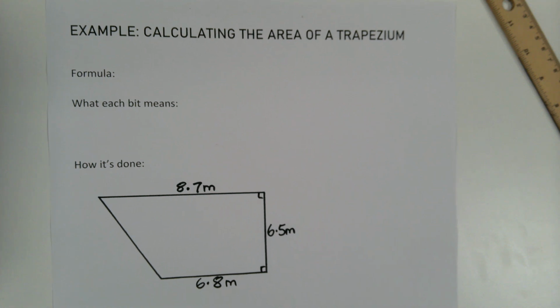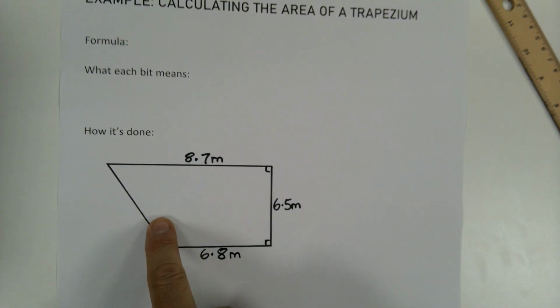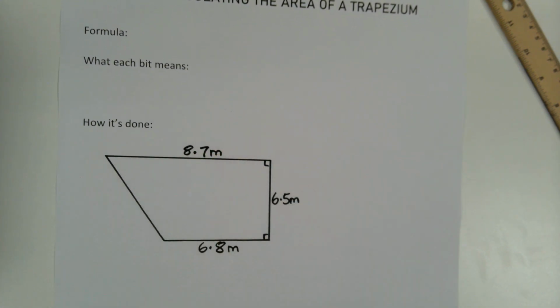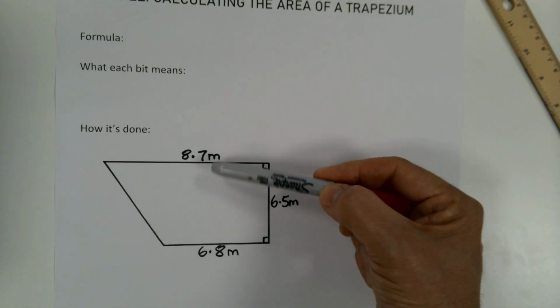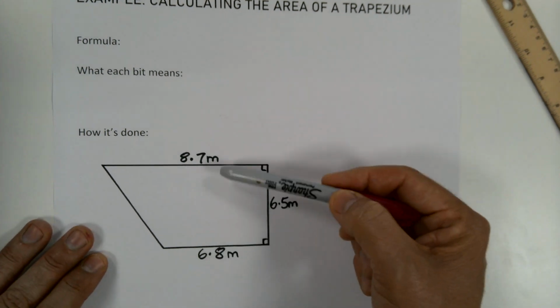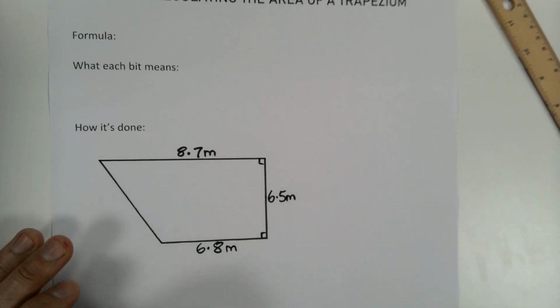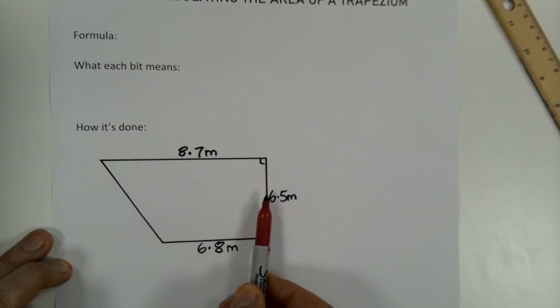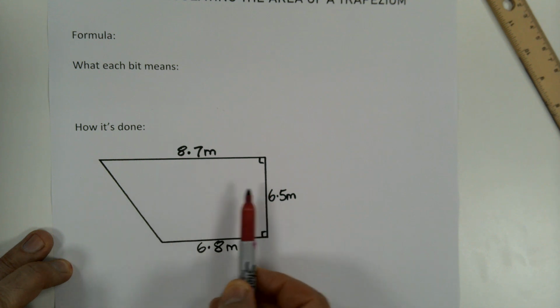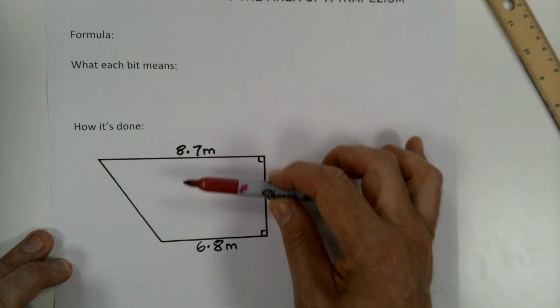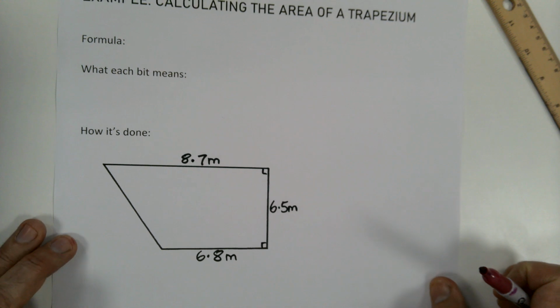First of all, a trapezium, its definition: it's got four sides, just like a square or a rectangle, but what makes it different is that you've got two sides that are parallel, and only two sides. So that side and that side obviously aren't parallel. These two sides are, and that's what makes a trapezium.